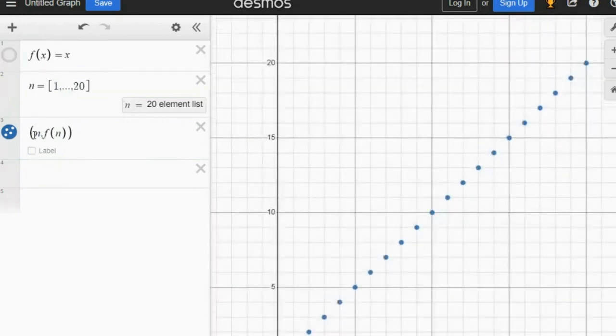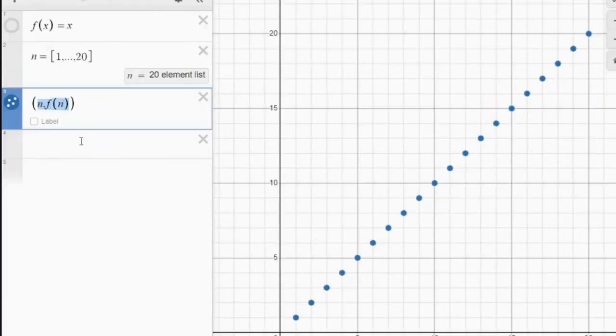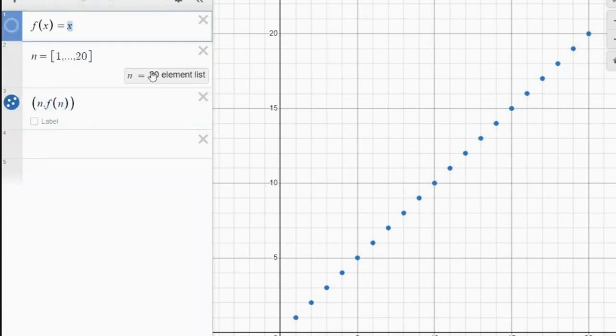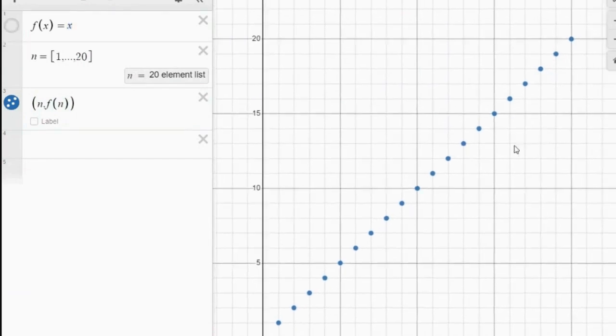So if I graph this point, the point n, f of n, it'll take my 20 different n's, 1 through 20, as the x value of my point, and the y value would be substituting that 1 through 20 into my equation. And look, there is the first 20 in that arithmetic sequence. Very nice. I didn't have to calculate what all 20 were.